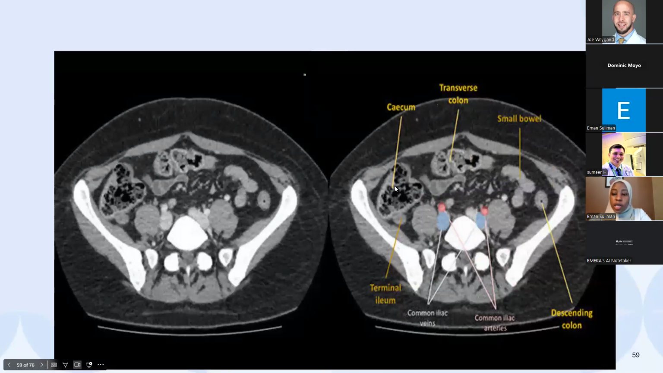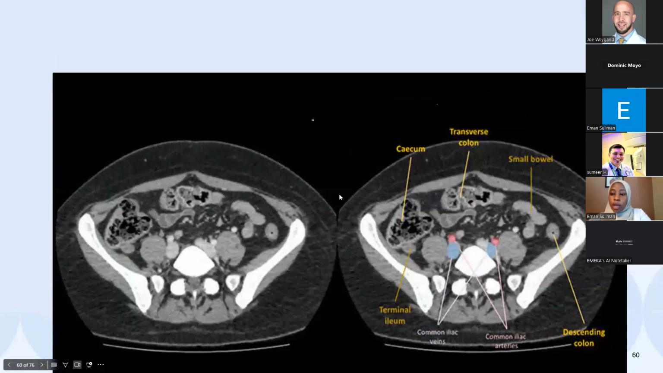Yes, at this level here we could see the cecum and the terminal ileum. The cecum is the first part of the lower bowel. Here we can still see the transverse colon, the cecum, and the loops of the small bowel.